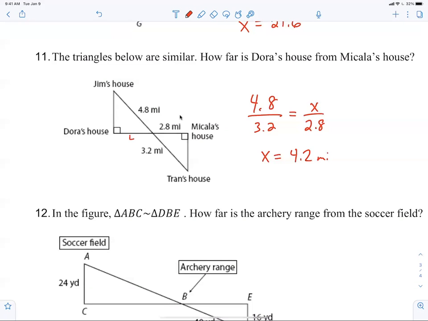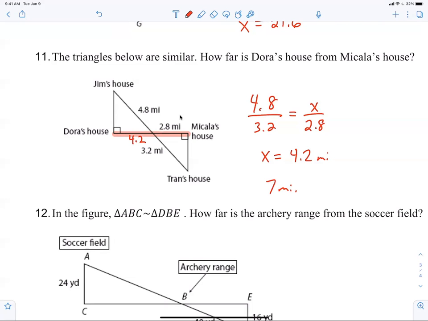Yes, this was 4.2. So we're going to add 2.8. Right, 4.2 plus 2.8. Then we get 7. That is correct. 7 miles. Yes, ma'am. I don't understand.